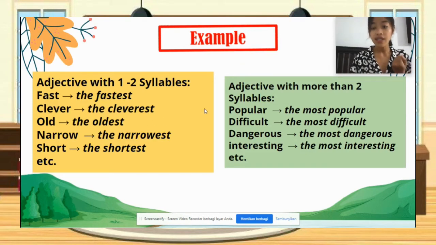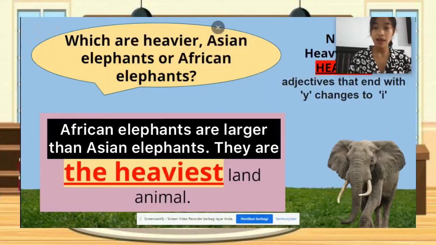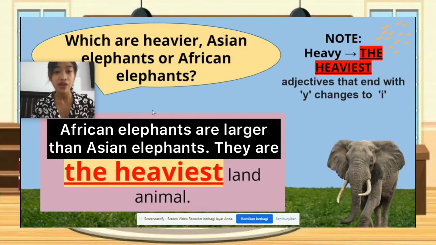Then adjective with more than 2 syllables: popular, the most popular, difficult, the most difficult, dangerous, the most dangerous, interesting, the most interesting, and etc. Which are heavier, Asian elephants or African elephants? Correct. African elephants are larger than Asian elephants. They are the heaviest land animal.